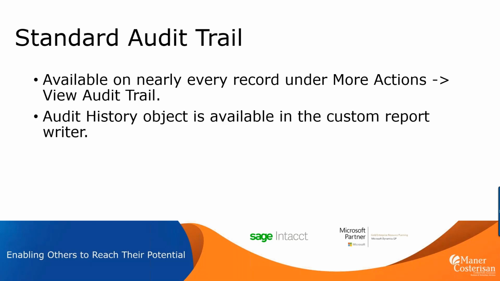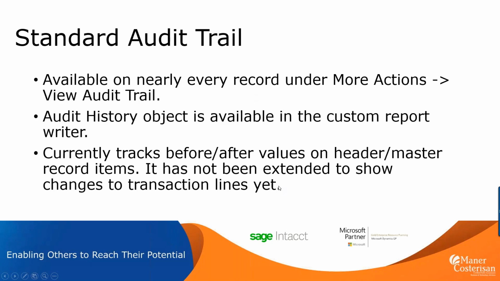But the thing it's not going to give you automatically is what the before and after values were. The before and after values are only determinable from actually going into the record in question, going under more actions, and selecting view audit trail. So that's really the only way that you'd see that.